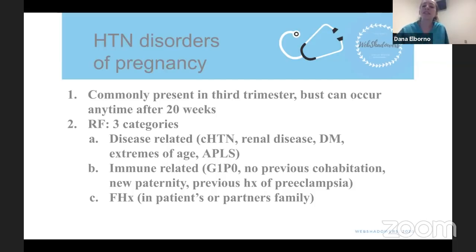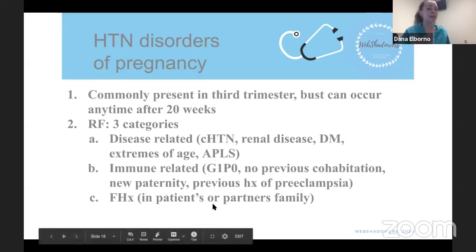Another risk factor for this is no previous cohabitation. So if the couple hasn't been living together for at least a year, it's more likely that the mom's body is going to recognize the component of the baby's DNA that's the dad's as being foreign and is more likely to mount a more aggressive immune response as the fetal vessels are invading the maternal vessels and creating a placenta for blood flow from mom to baby.